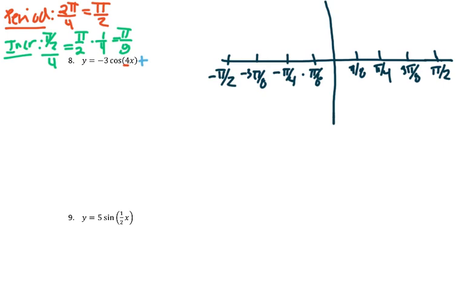My midline is at 0. So here's the middle of my graph. And my amplitude is 3. So this means I'm going to be going up 3 and down 3 from my midline. So cosine starts above or below the midline. Since this is negative, we're going to start below the midline.